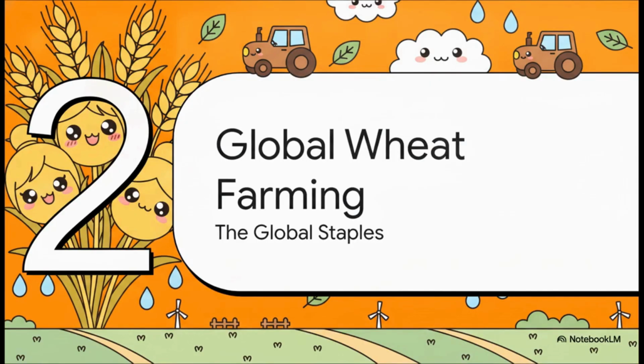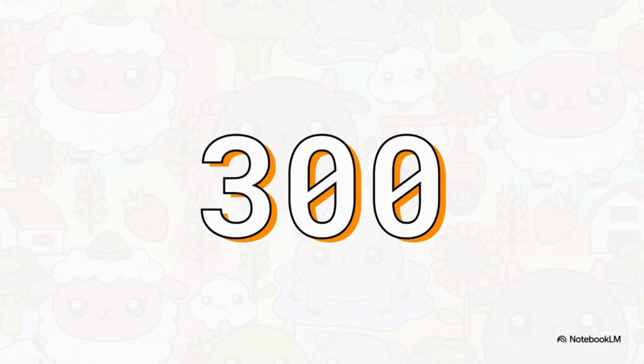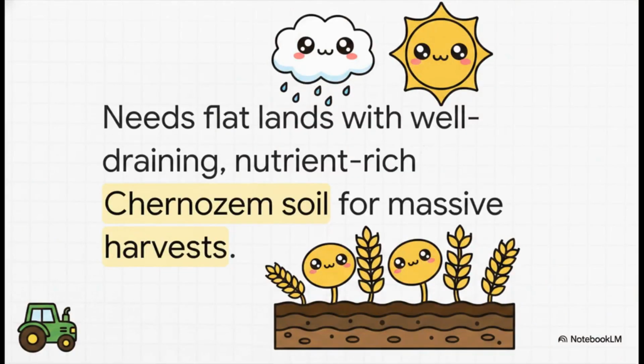Moving on to Section 2, global wheat cultivation, or what we call the global staples. Now, wheat isn't just grown anywhere. It actually requires a very specific set of environmental conditions to thrive on a commercial scale. So the absolute crucial point here, and you'll definitely want to star this in your notes, is the rainfall requirement. Wheat demands an annual rainfall right between 300 and 500 millimeters. Combined with a cool, wet climate during its growing season, this specific window of moisture is an absolute must-have for successful global wheat farming.